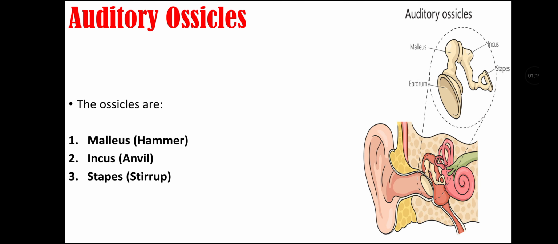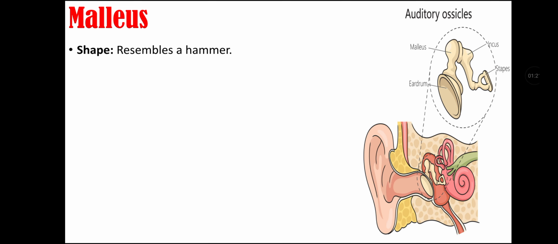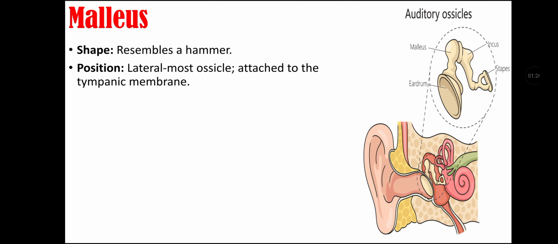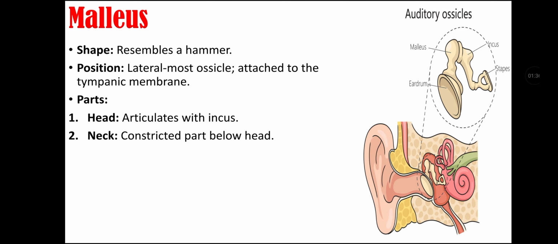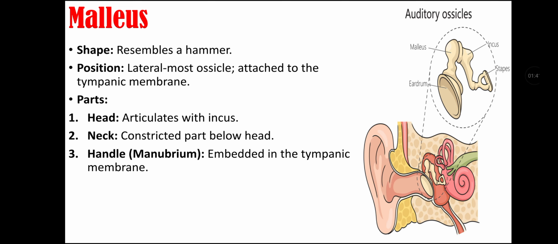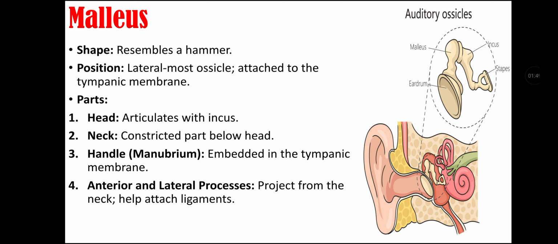Now let's talk about these ossicles one by one. First ossicle is malleus. It resembles a hammer, and that's why it is also called the hammer. It is the lateralmost ossicle and is attached to the tympanic membrane. Its parts include the head that articulates with the incus. It has a neck that is the constricted part of the malleus below the head. Then it has the handle or manubrium that is embedded in the tympanic membrane. It also has anterior and lateral processes that project from the neck and help attach ligaments.